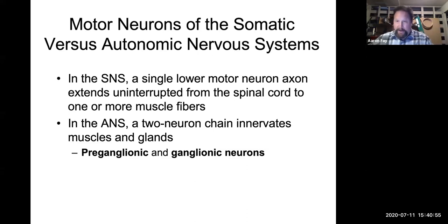So the ganglionic neuron is inside the ganglion, so it's on the other side of the synapse. It's receiving. Preganglionic is sending, ganglionic is receiving. Where do you find the preganglionic neuron? It's going to be in the lateral gray horn, at least for the sympathetic division of the autonomic nervous system, but I'm getting ahead of myself. The ganglionic neuron is housed in the ganglion.